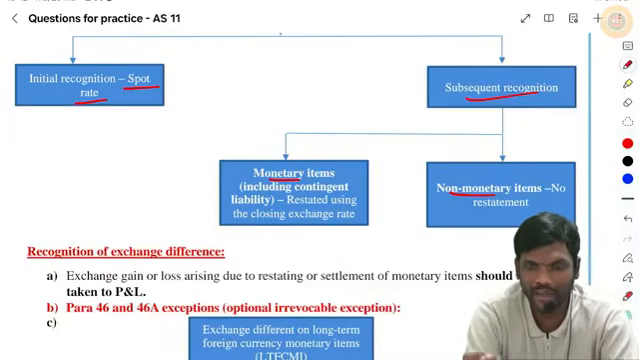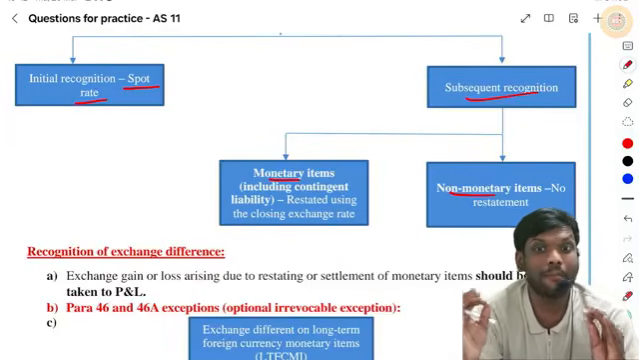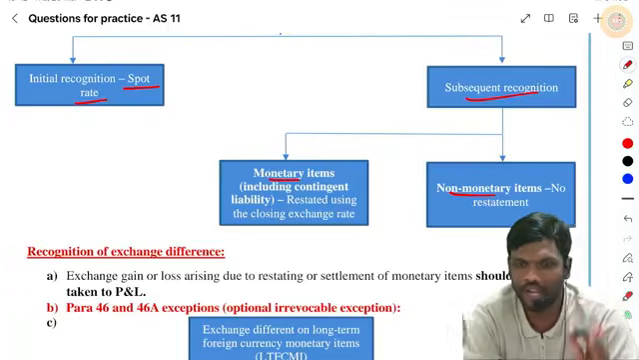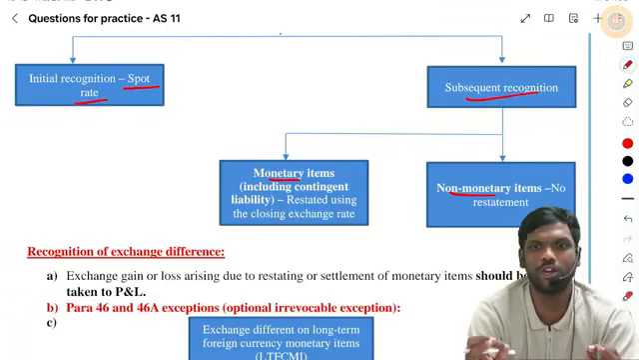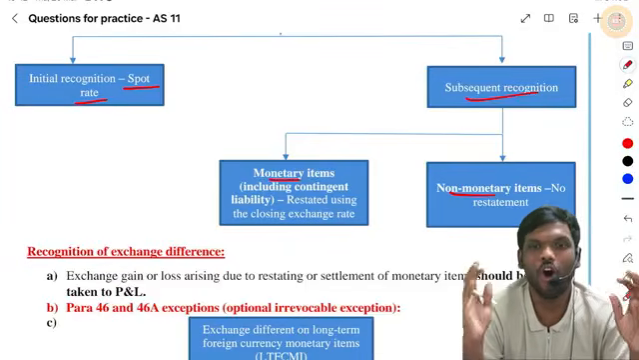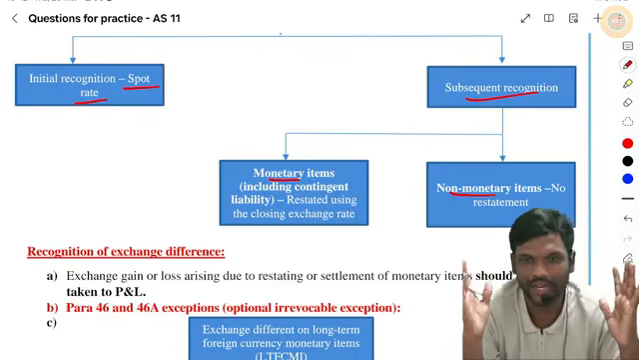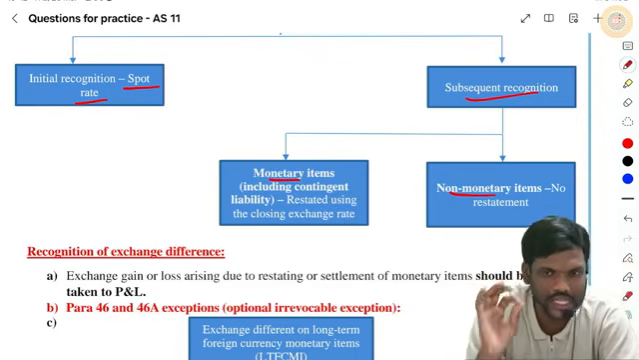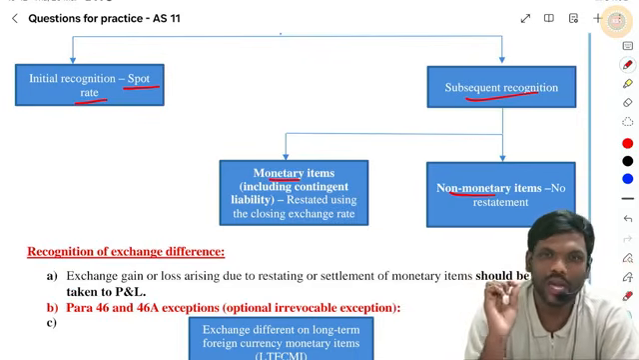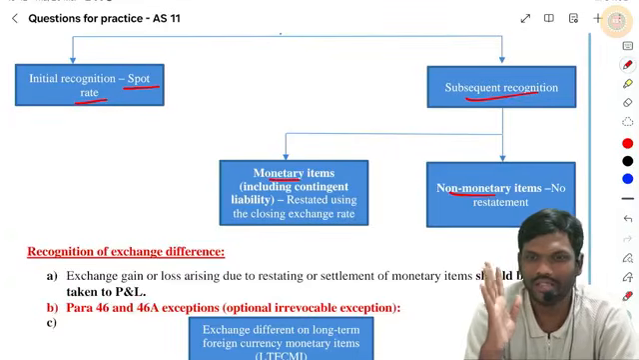Similarly, any liability where you have to pay money in future, and you know how much you have to pay, becomes a monetary liability. All the others will become non-monetary assets and liabilities. Simple. This is the definition that is given in AS11. You can remember it like this. Think about it like this.